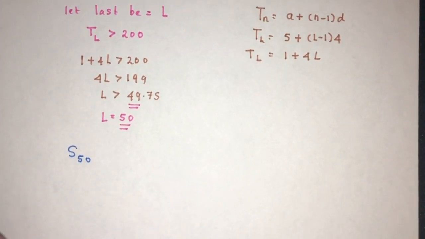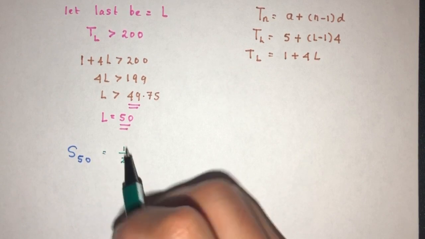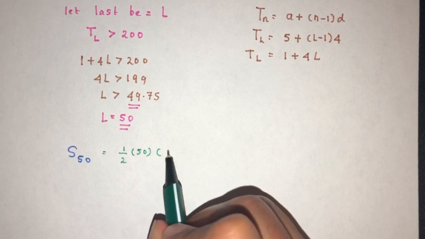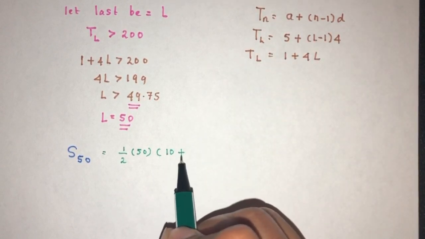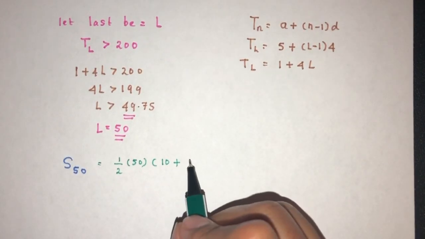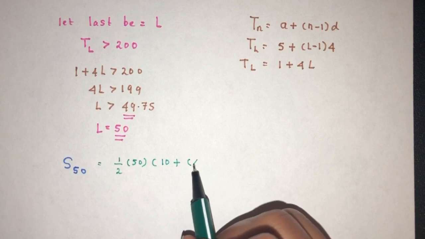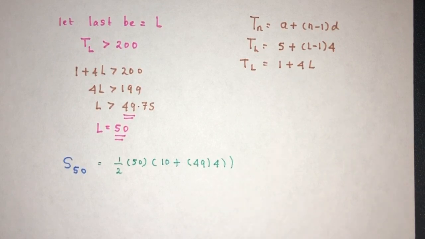So pretty easy again. We'll just use the formula we know already, which is half times the value of n, which is 50, times 2a. 2 times a is 2 times 5, which is 10, plus the value of n minus 1, n is 50, minus 1 is 49, times d, d is the value of 4. Okay, so let's find out.